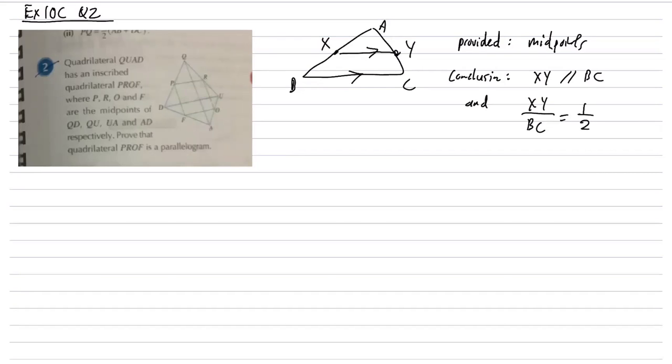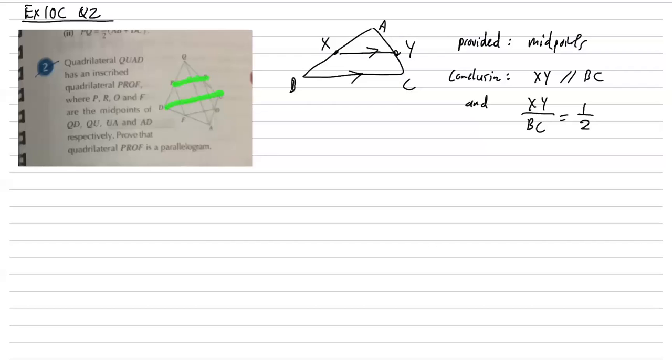Okay, so how can we use that to help us to prove this parallelogram? What we can do is to see that there are these two triangles that satisfy the midpoint theorem. Therefore PR is parallel to DU. And then you turn your head 180 degrees and realize that these two triangles are also similar triangles. So that means that you can conclude FO and DU are parallel.